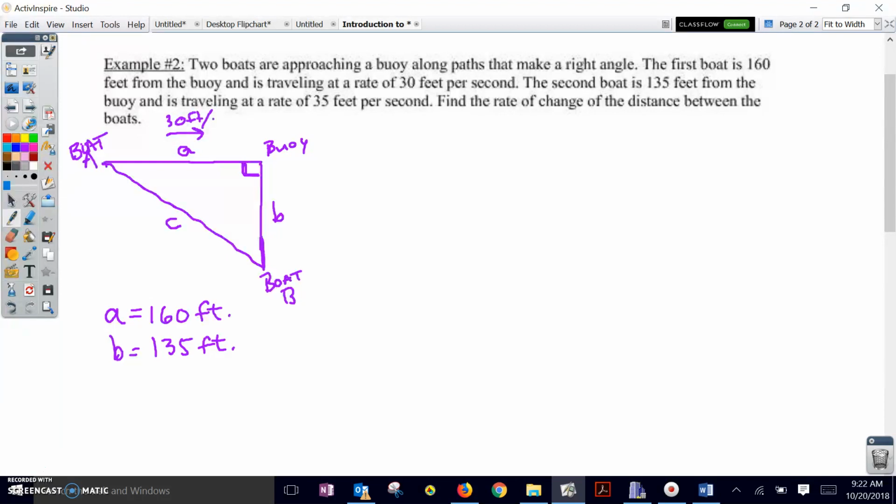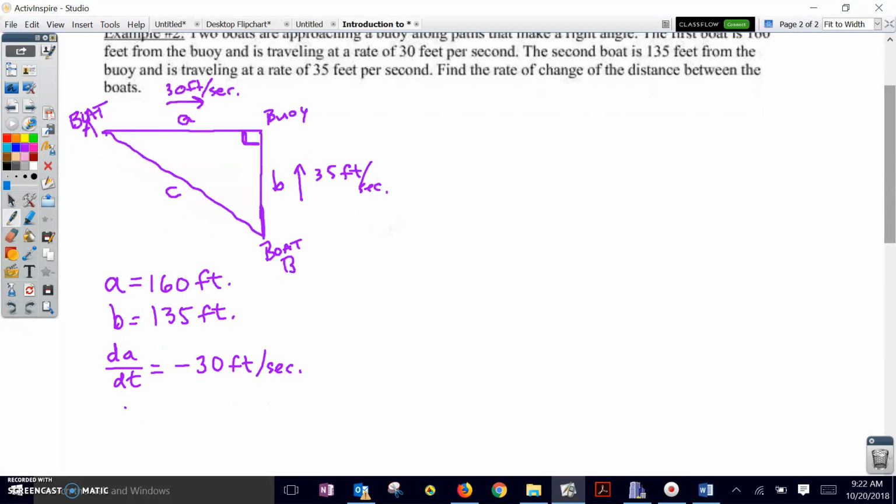So you have to stop and think about this for a second. It's getting closer to the buoy, and so the change in a with respect to time, a is getting smaller as the boat gets closer to the buoy. So da/dt here is actually negative 30 feet per second. Same thing for db/dt. That boat's traveling 35 feet per second, so the length of b is getting smaller. So db/dt is also going to be negative: db/dt is negative 35 feet per second. Okay.